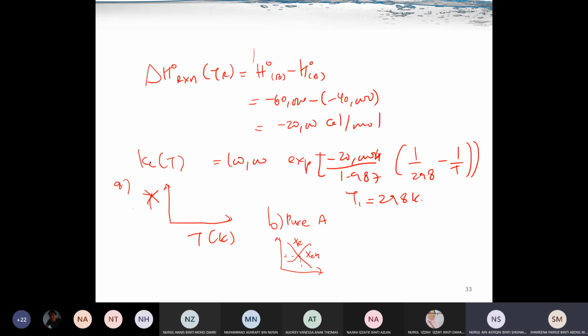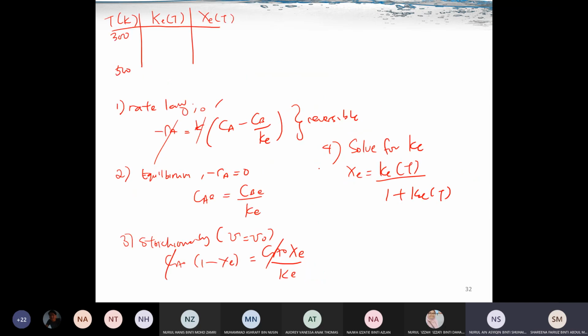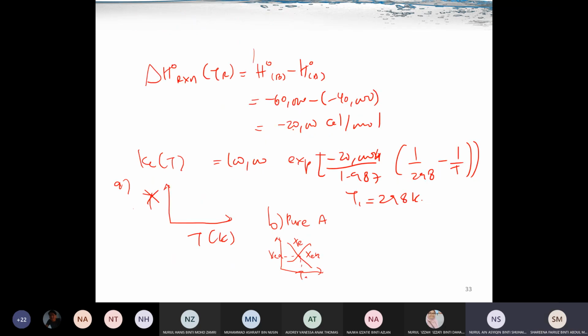This is what we call the adiabatic conversion, XEA, and also TA. You need to get this value. You already have the XE, so you don't have to bother. Now you just add one more for XEB. So what is XEB?